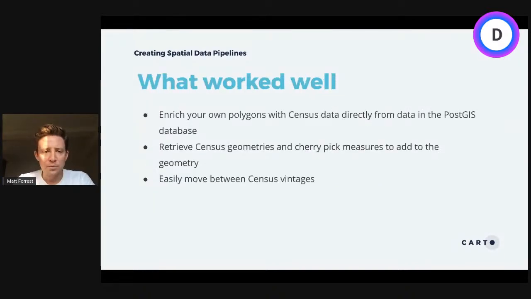So going back, what worked well: enriching your own polygons worked really, really well. We could actually pull in your own data, enrich it with the census, and do it all on the PostGIS database, which was really great. You could retrieve census geometries like we showed earlier, and then you could cherry pick the measures you want to add for that geometry. So if I was working with census tracts, I could say, I just want these things from the population segments, these from employment statistics, and these from income. So that was quite easy. And it's actually very easy to move between census vintages, right?